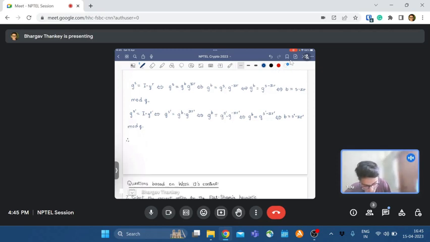So therefore, let me call this one two. Comparing these two, we get that S minus XR is equal to S prime minus XR prime mod Q, which implies X is equal to S minus S prime times R prime minus R inverse mod Q. Okay, so this is what X is.